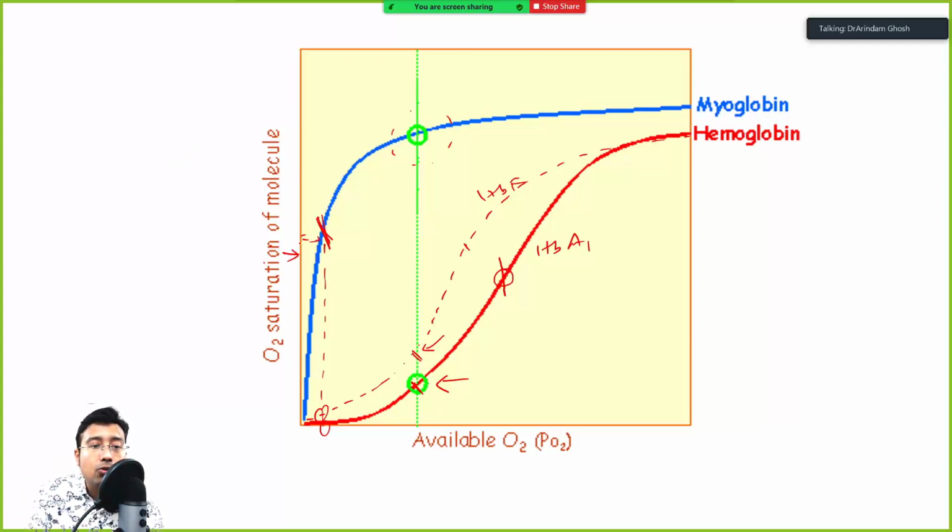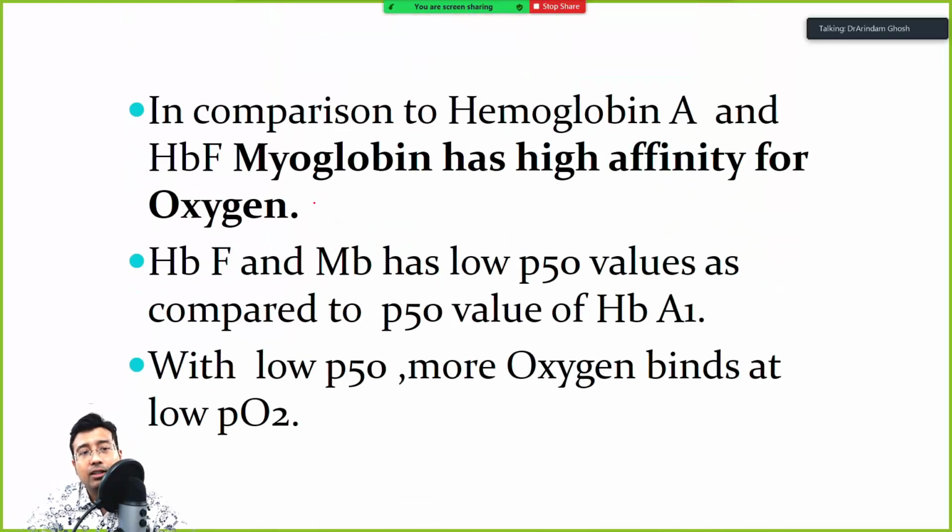So since it is 2 to 3, when oxygen saturation, I mean the patient is completely anoxic, it is gone, still the heart will continue to beat because of this reserved oxygen in myoglobin. Okay, so it's a protection of nature. So in comparison to hemoglobin A and fetal hemoglobin, myoglobin has high affinity for oxygen. I could have added very high affinity for oxygen.